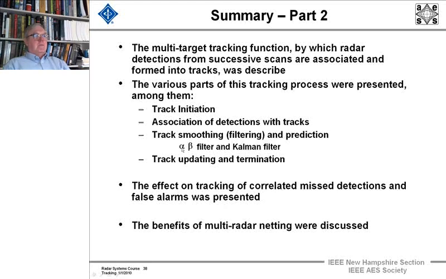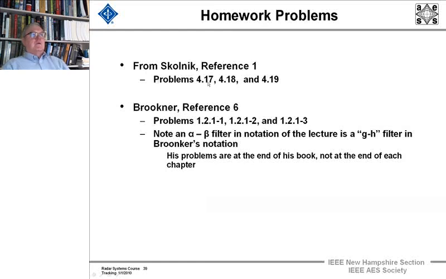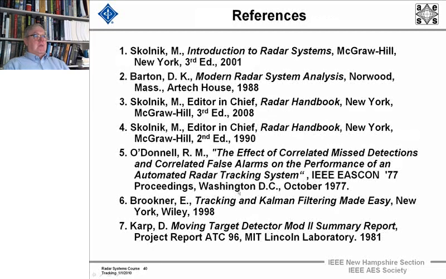In Eli's book, he uses the variables F, G, and H for what we use most of the time in this course, from Skolnick's book, alpha, beta, and gamma. Track updating and termination we looked at, and the effect of correlated missed detections and false alarms. Okay, now homework problems. I've given you four homework problems from Skolnick's introduction and three problems from Eli's book, and alpha and beta are the G and H filter in his notation. His problems are at the end of his book and not at the end of each chapter. And here are the references.